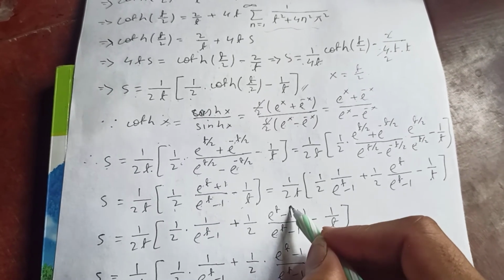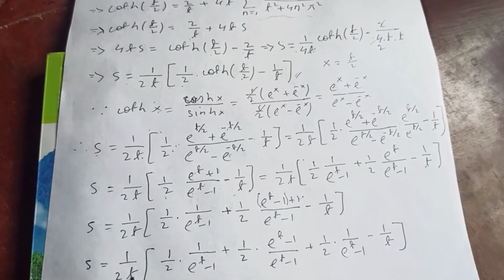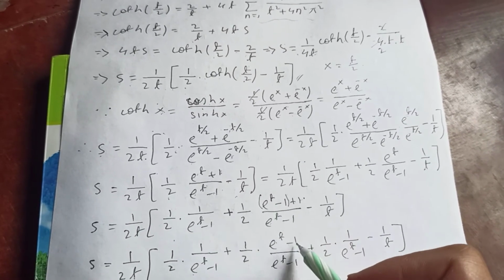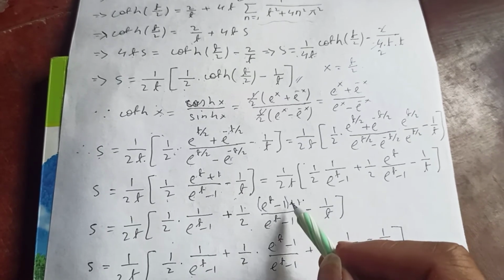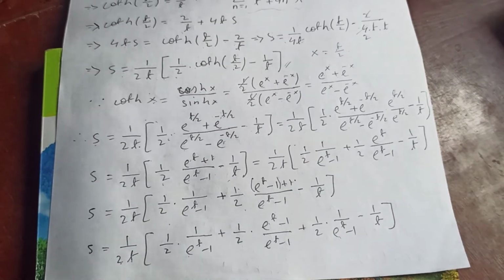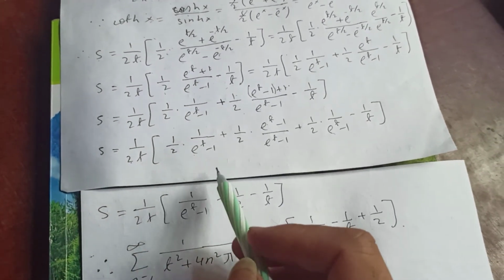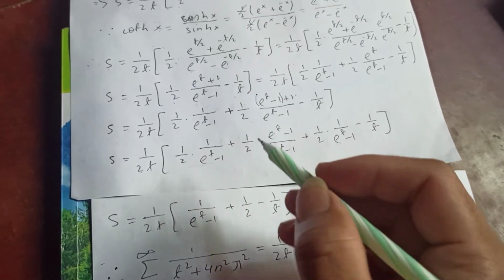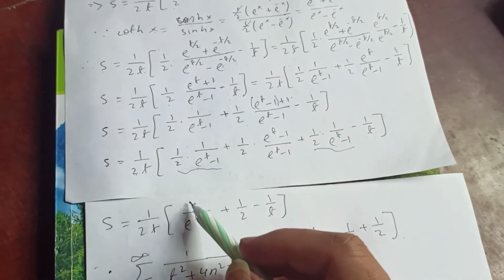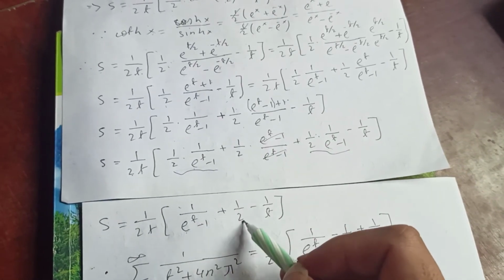Now separating these two, this part and this part, you get S equal to 1 over 2t, 1 over 2 into 1 over e to the t minus 1 plus 1 over 2 times e to the t minus 1 upon e to the t minus 1, plus 1 over 2 times this part, 1 over e to the t minus 1, minus 1 over t. Okay, now continue in here. So S is equal to 1 over 2t, and this and this are the same thing, right? So half into half is just 1, so 1 over e to the t minus 1, so these two can get cancelled out here. You get plus 1 over 2 minus 1 over t.